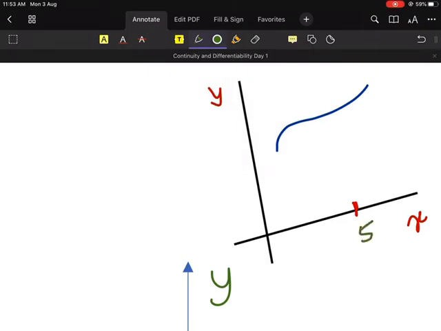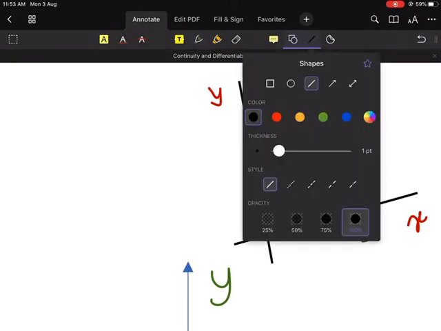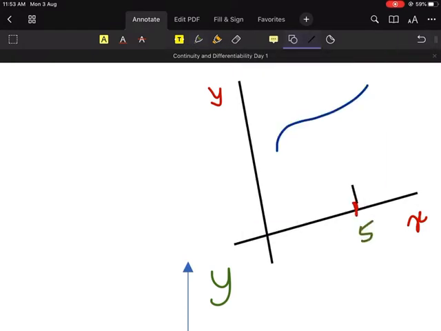Okay, let's do with another ink. Let's do with green. So I have to check whether the function is continuous at the point 5 or not. So in order to check that, what I will do, I will draw a line like this. I will draw a straight line from the point 5 to the function, this one. Everyone clear? Yes or no?